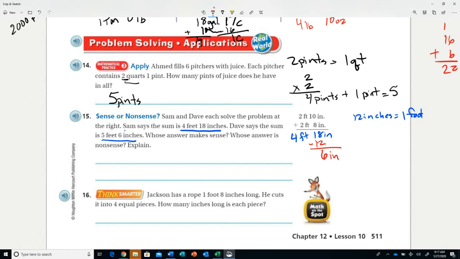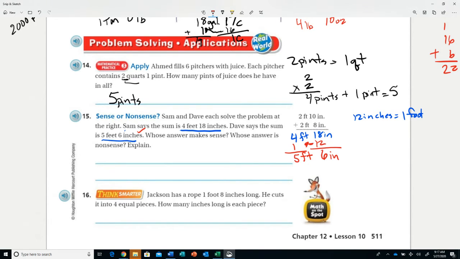8 minus 2 is 6. 1 minus 1 is 0. And then, because this 12 inches becomes a foot, he's going to add it as 1 foot to the 4. So you get 4 plus 1 is 5 feet. So there is his answer.